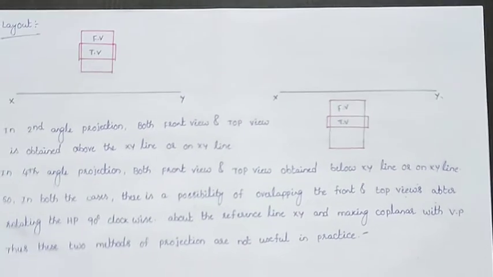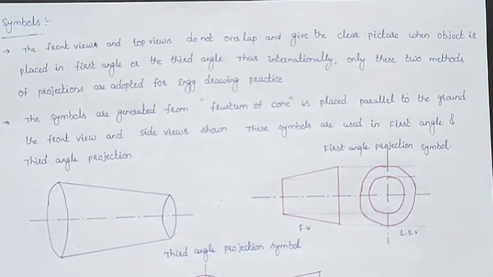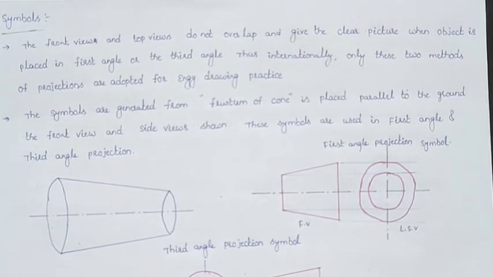Coming to the symbols which are used in the first angle and third angle projection methods. Actually these symbols are used in title blocks. In title blocks we draw the symbol of the projection. In India we mostly use the first angle projection, so whenever we draw the title block, we represent the first angle projection, that means the angle of projection symbol, the first angle projection symbol. How it is obtained, we can show here.